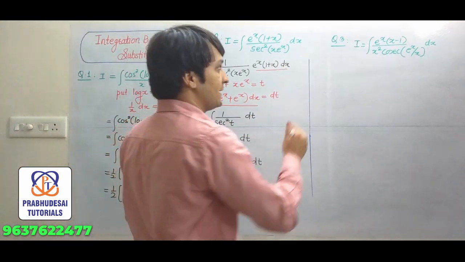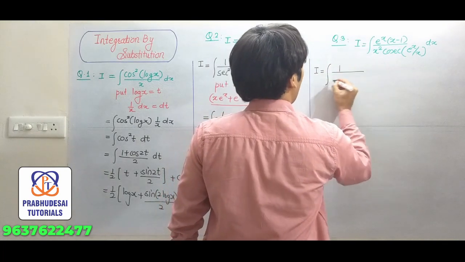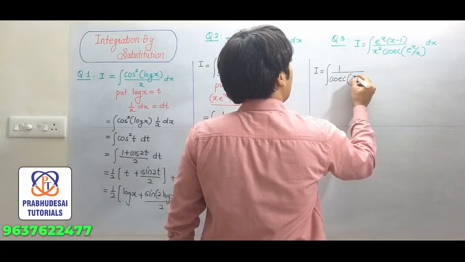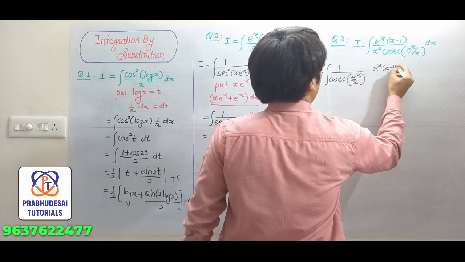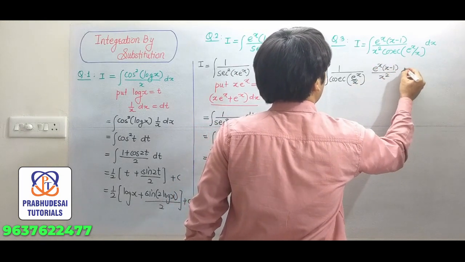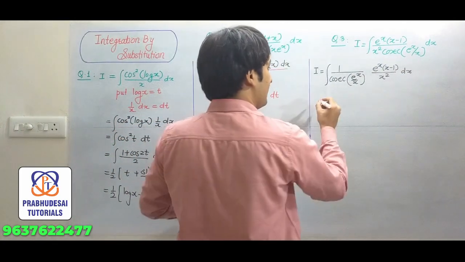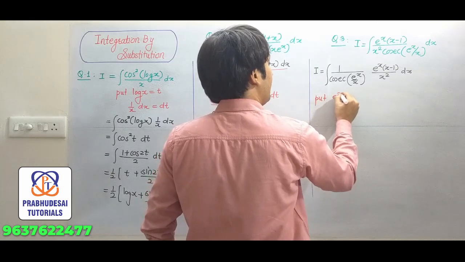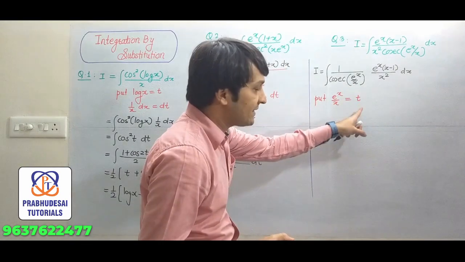Check how I'm going to do this. I is equal to integral 1 upon cosec of e raised to x upon x, e raised to x into x minus 1 upon x square dx. How to solve this? Check this. I'm going for substitution. Put e raised to x upon x is equal to t. I'm going to put this as t.